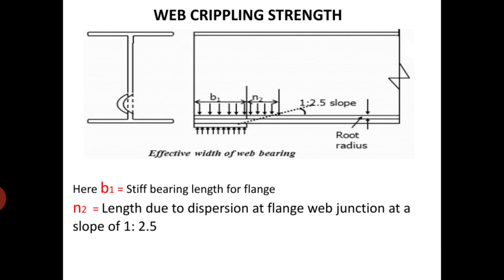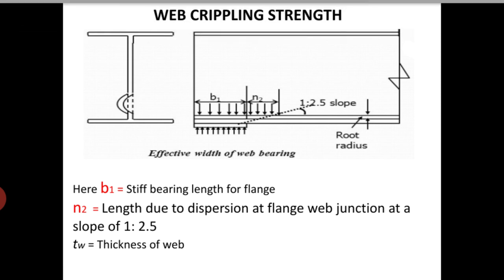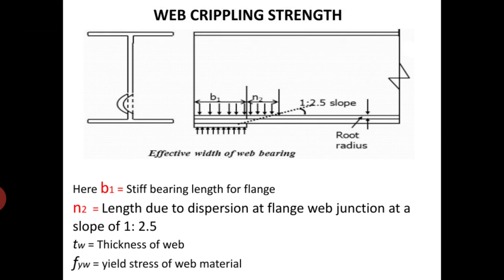So remember this figure. According to this figure, again we have to get the crippling strength of the web. Then tw is the thickness of the web, and fyw is the yield stress of the web material. Finally we get the crippling strength as b1 plus n2 into tw into fyw, where fyw is the design yield strength of the web.